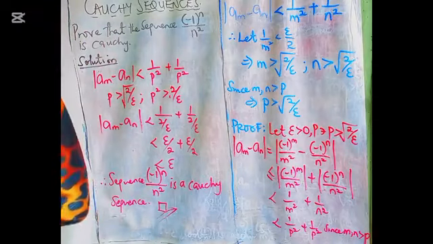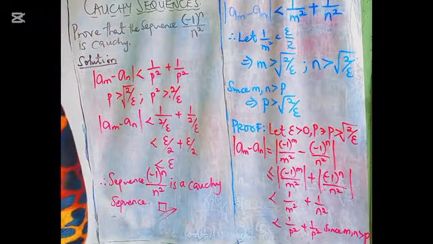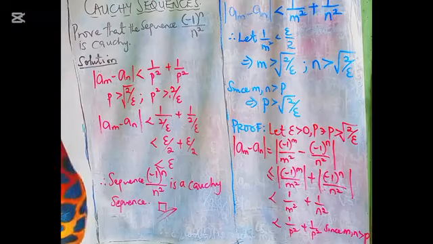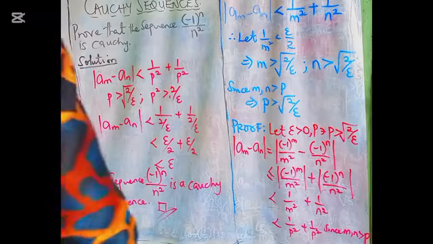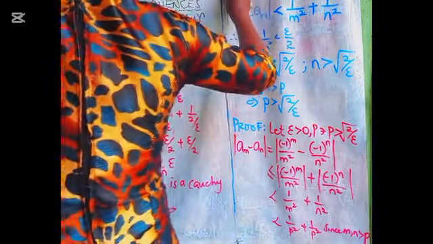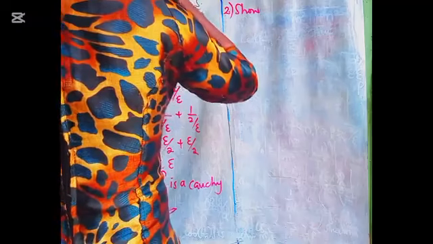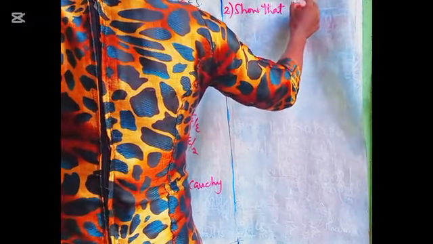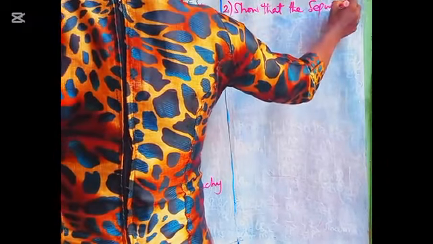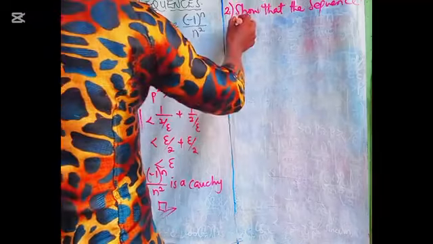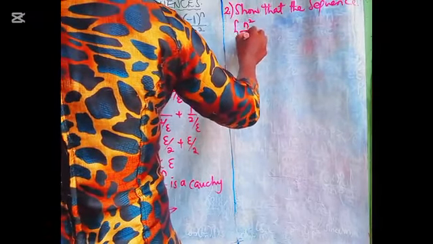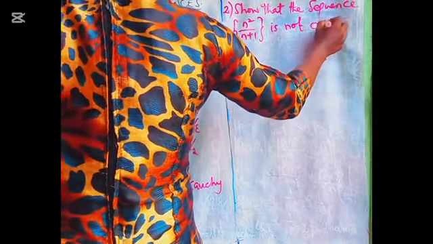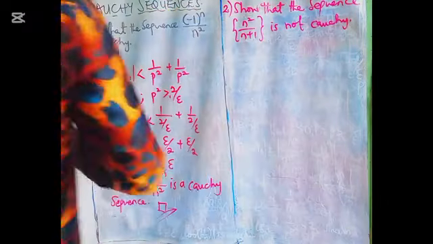We'll prove the second one, that is not Cauchy, to show that the sequence n squared over n plus 1 is not Cauchy. Show that the sequence n squared over n plus 1 is not Cauchy.